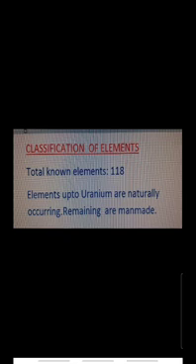Today, 118 elements are known to the scientific world. Around the year 1800, only 30 elements were known. As more and more elements were discovered, scientists studied the patterns and properties in the available information, and the elements were classified into three main groups: metals, nonmetals, and metalloids.